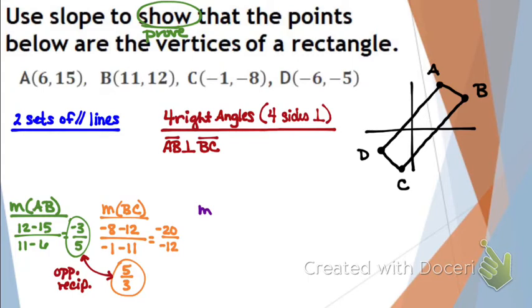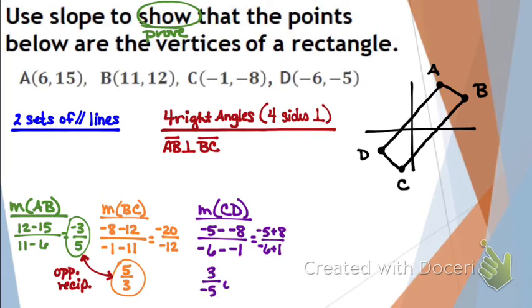We're going to find the slope of CD. So what are we subtracting for CD? Negative 5 minus negative 8 over what? Negative 6 minus negative 1. So I have negative 5 plus 8 and negative 6 plus 1. So how does that simplify? Yes, 3 over negative 5, or negative 3/5.